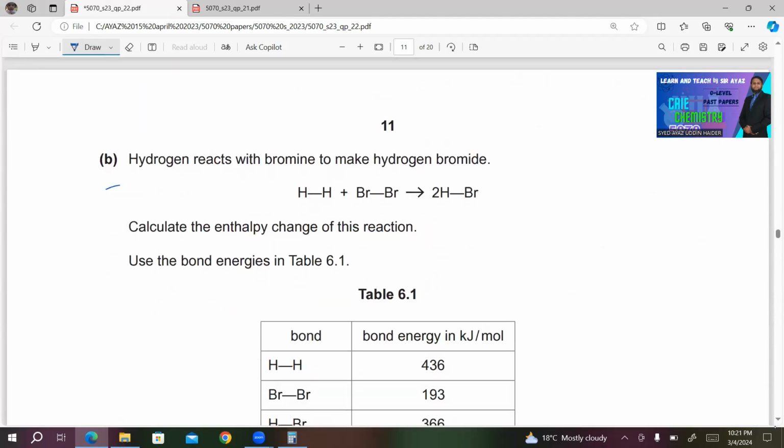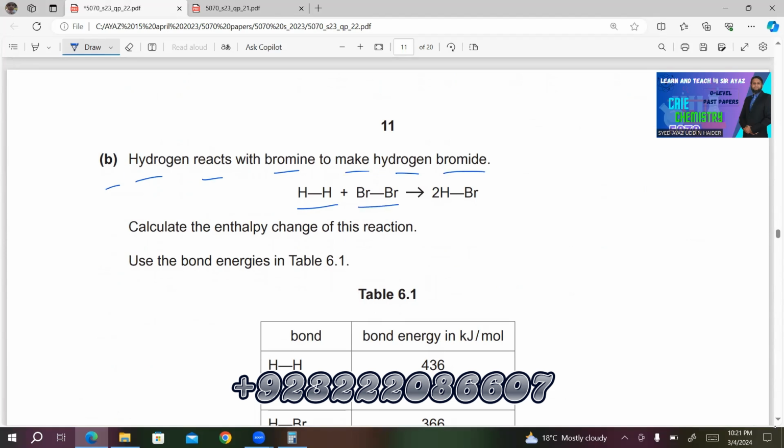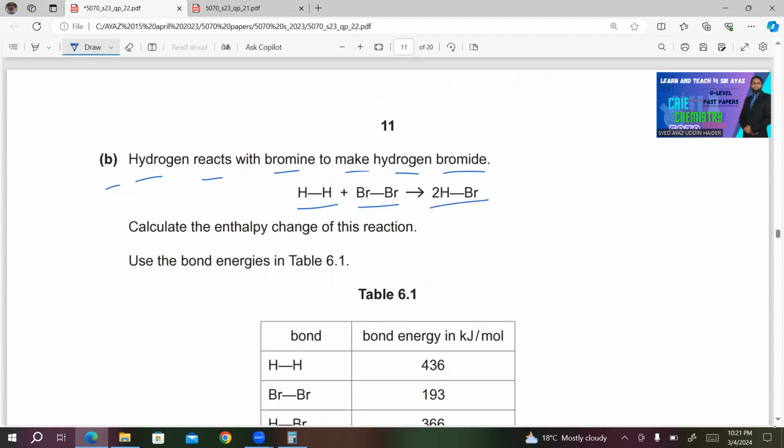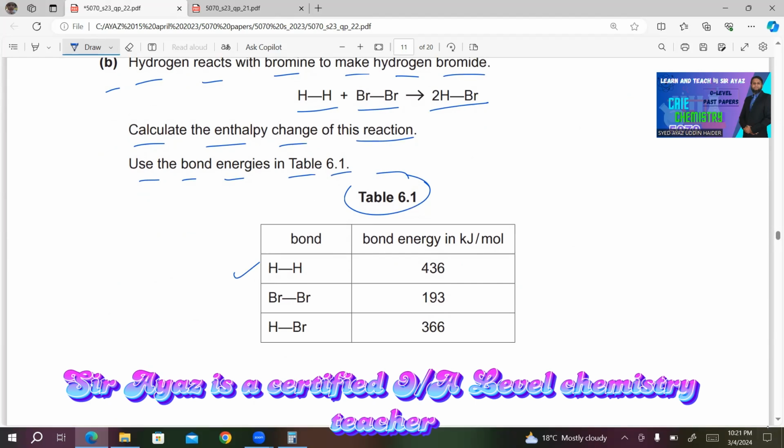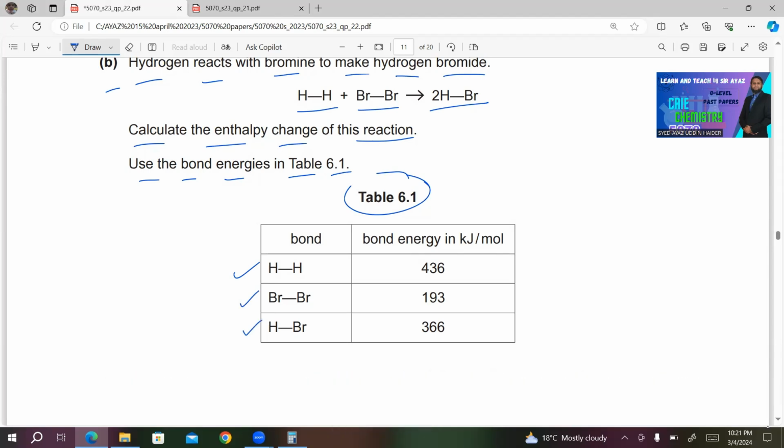Part B, hydrogen reacts with bromine to make hydrogen bromide. H-H plus Br-Br gives 2H-Br. Calculate the enthalpy change of this reaction. Use the bond energies in table 6.1. This is table 6.1. We have H-H, Br-Br and H-Br, and bond energy in kilojoule per mole is given for all these three.